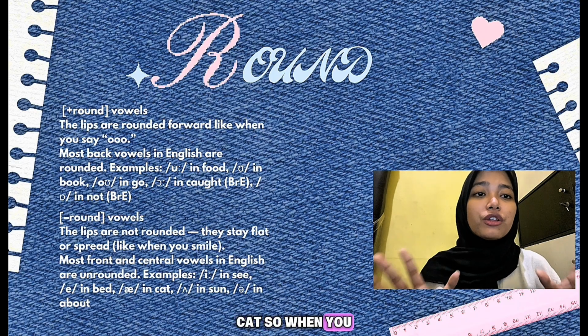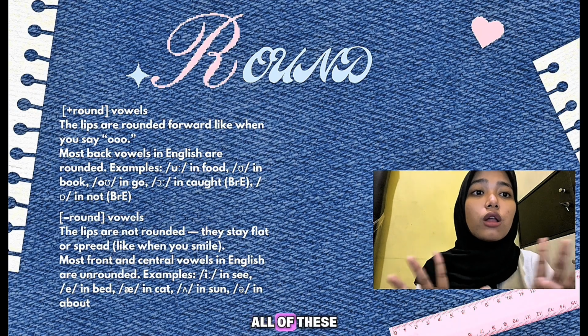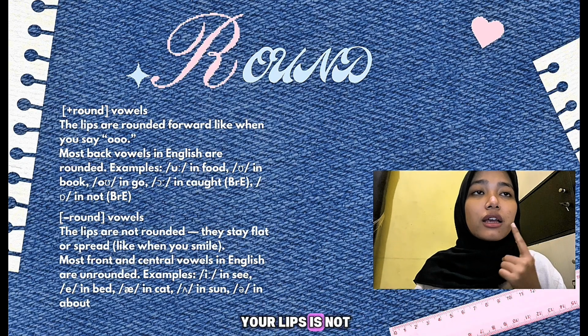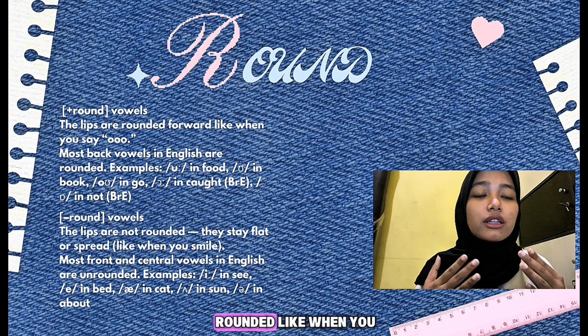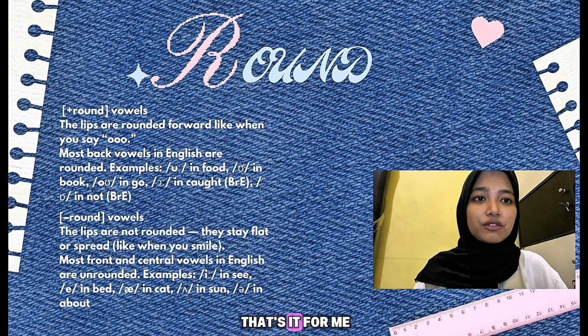So when you say all of these vowels, all of these words, your lips are not rounded, like when you smile, right? See, bad, cat, right? So I think that's it for me.